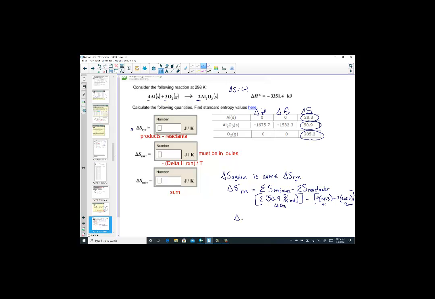Let's solve for the delta S of the reaction or the system, same thing, by taking the sum of the products minus reactants. And let's see what we get. Parentheses, 2 times 50.9, close parenthesis, minus 4 times 28.3 in a parenthesis, plus 3 times 205.2, close the parentheses, sum that, and we find a grand total.